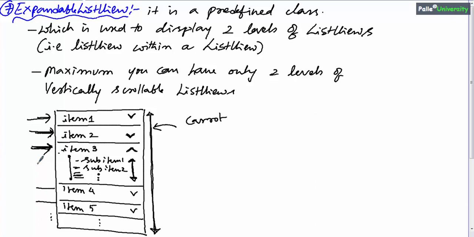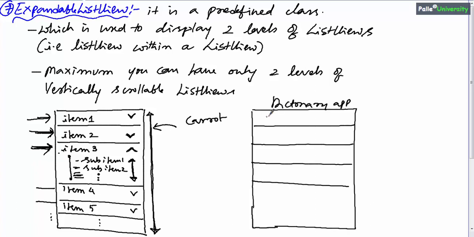Can you tell me some application examples which will use expandable list views? One example can be a dictionary application where all words starting with A will be in the first item, all words starting with B will be in the second item and so on. So again, when the user clicks the B item, B will be expanded with the list of all words starting with B. So a dictionary application will use expandable list view.